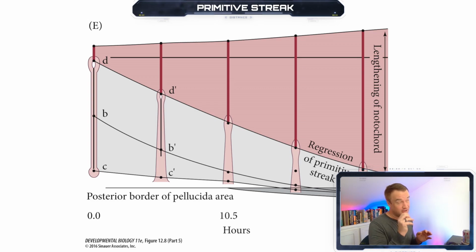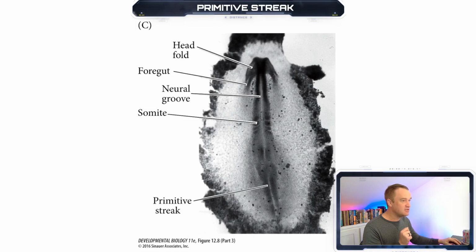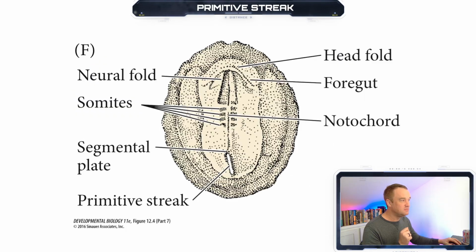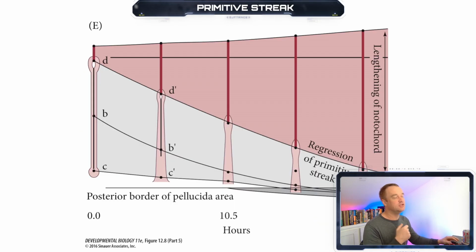I should have mentioned this earlier. Not only does it establish your left and right axis, your mirror plane, but it also establishes your head and your tail, right? Because Hensen's node goes up to the top there, and that starts the notochord and pulls it down. We get the head folds being started, and the neural folds, and the foregut, etc. So that process starts not only the left and right axis, but your head and tail, anterior-posterior axis as well.